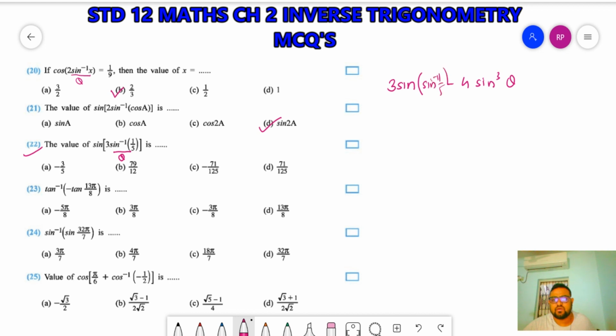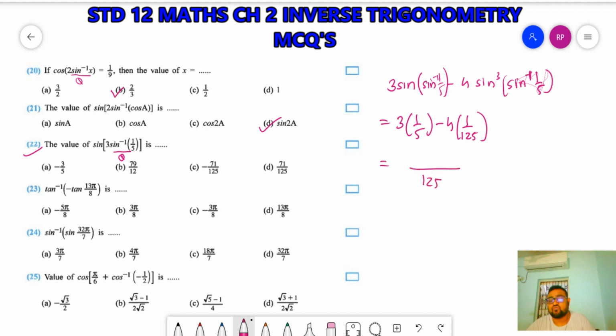Sine inverse 1 by 5. So this will be equal to 3 into 1 by 5 minus 4 into 1 by 5 cube. So 5 cube is 125. The LCM will be 125. So 5 into 5 square, that is 25. So 25 into 3 is 75 minus 4, that will be equal to 71 upon 125. So 71 upon 125, and it's in plus. Okay, so this was about question number 22.